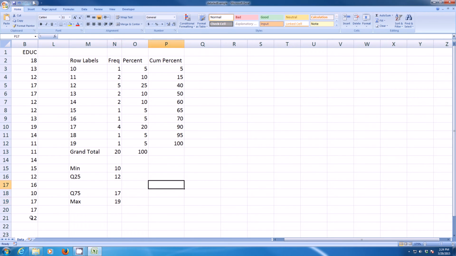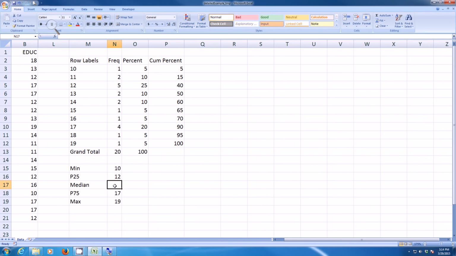And so the range is just equal to the difference between the max and the min, which is just 9. And then the interquartile range is the difference between the 75th percentile and the 25th percentile, which is just 5. That tells us that the number of years of education separating the most educated person from the least educated person is 9 years, while the middle 50% of the data are separated by only 5 years of education, indicating that perhaps some of the people who have very low or very high values of education are distinct from the rest of the distribution.